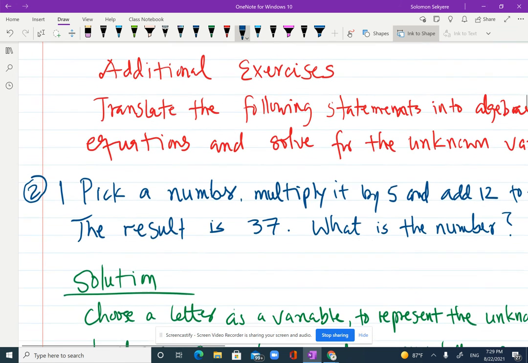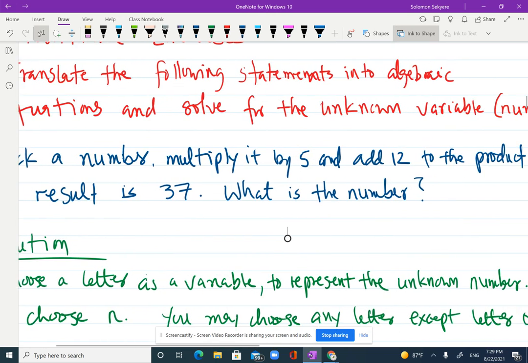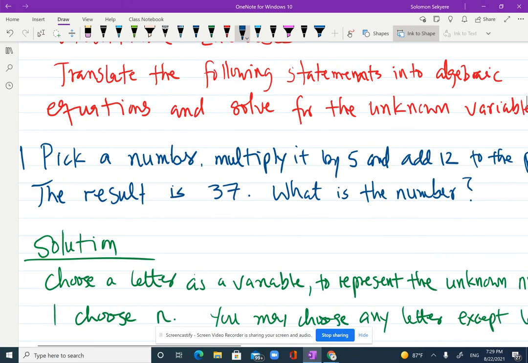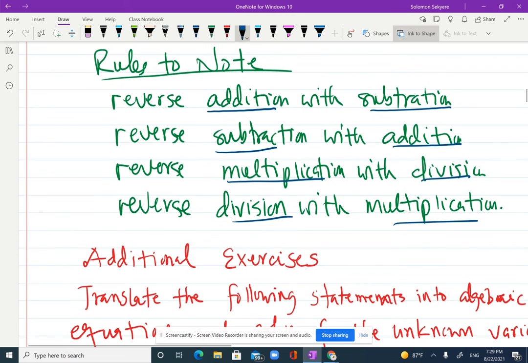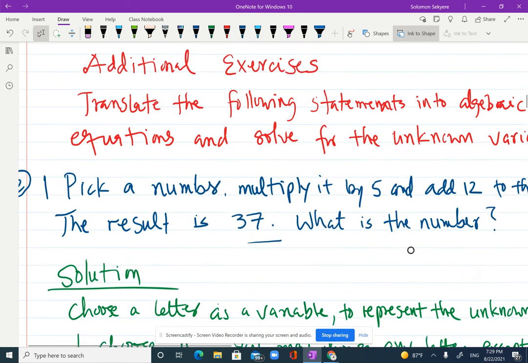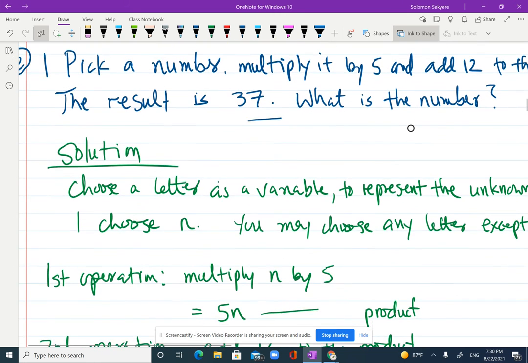Let's try this. I pick a number, multiply it by 5, and add 12 to the product. The result is 37. What is the number? Watch the video again, try this, and then come back and watch the solution.